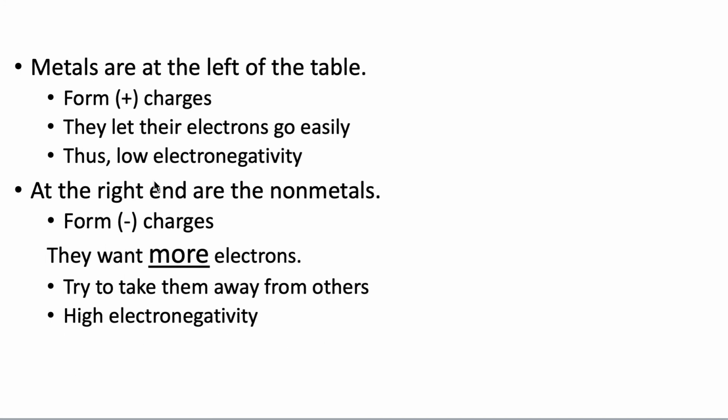Okay, so metals are at the left of the table. They form positive charges. They let their electrons go easily. Thus, they have a lower electronegativity. At the right end are the nonmetals. They form negative charges. They want more electrons. They try to take them away from others. They have a higher electronegativity.